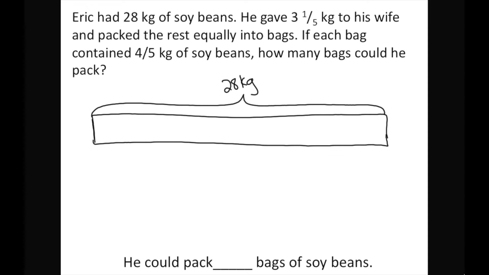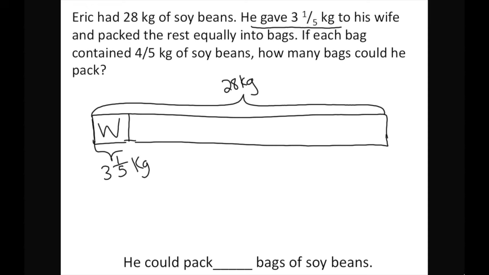Now I'll go to my second sentence, taking it line by line, filling in the information given. I'm told that he gave 3 1/5 kilograms to his wife and packed the rest equally into bags. Well, if he gave 3 1/5 to his wife, I'm going to show that on my bar model by marking off a section and labeling it 3 1/5 kilograms, that was given to his wife.